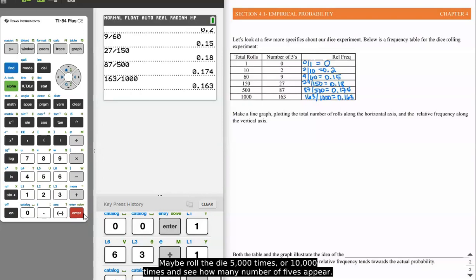And so the idea would be to continue this experiment, maybe roll the die 5,000 times or 10,000 times and see how many fives appear. So this is an actual experiment. This is data from the experiment that we did.